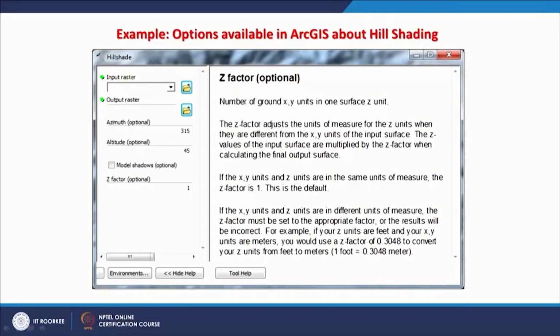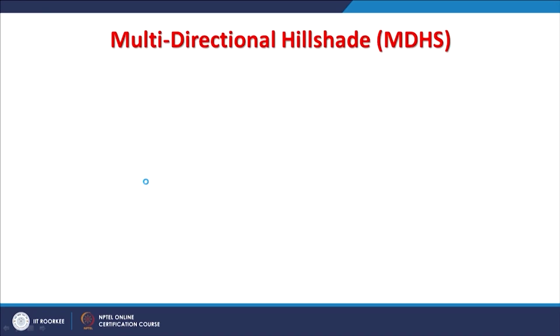Now, here what you have to provide for hillshade: input, output, and these are the two default values which I was mentioning. Automatically these values will be prompted. However, you can definitely change these values, but by default the software puts these values, and the Z factor is also 1 by default. So, you have to take care of the Z factor as well, and once you do it, you can run it.